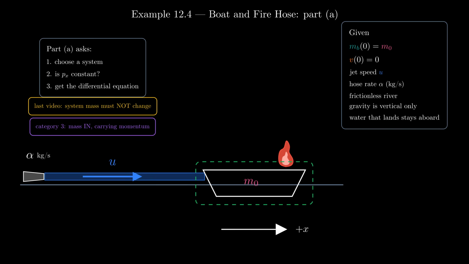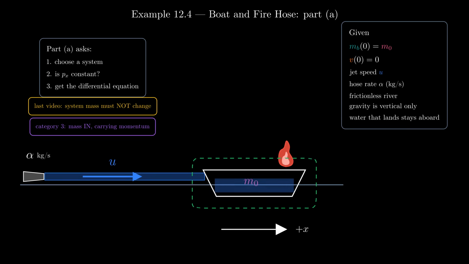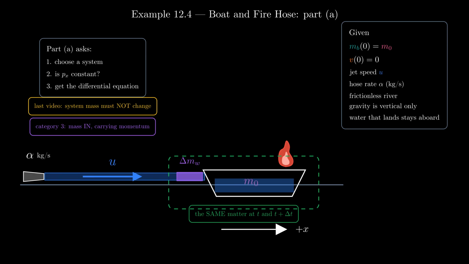So take the boat, all the water already aboard at time t, plus the element of water, delta m sub w, that will land on deck during the interval from t to t plus delta t. Call the boat's mass at time t, hull plus the water aboard, m sub b of t, moving at speed v. Point the positive x direction along the boat's motion.